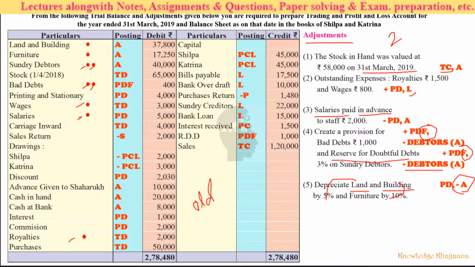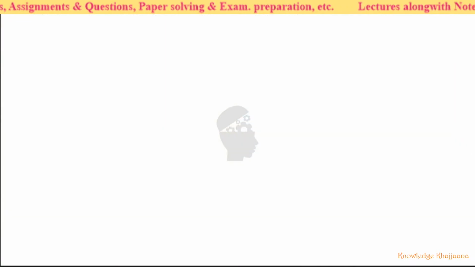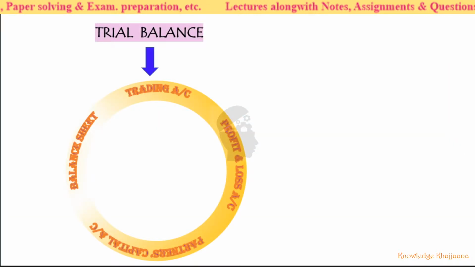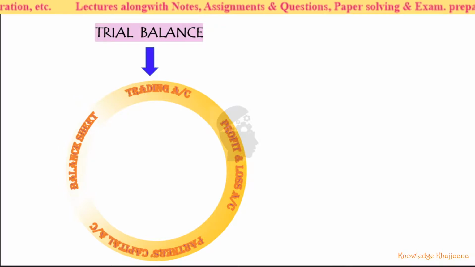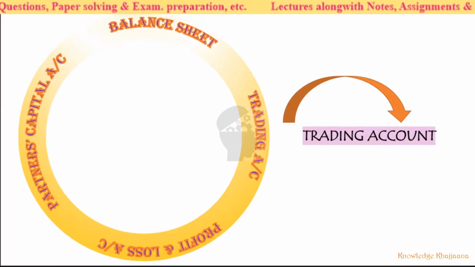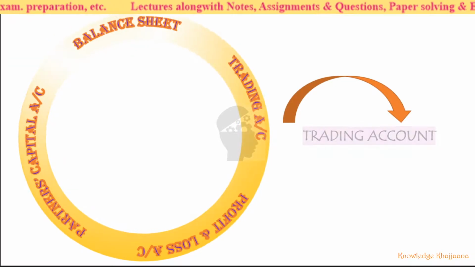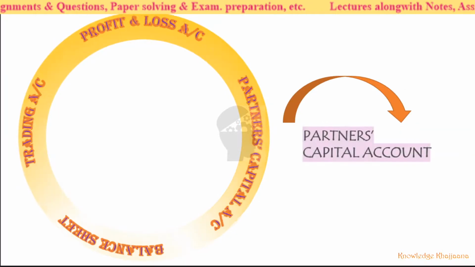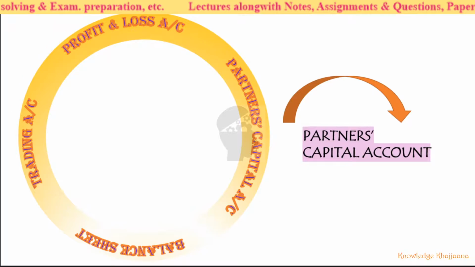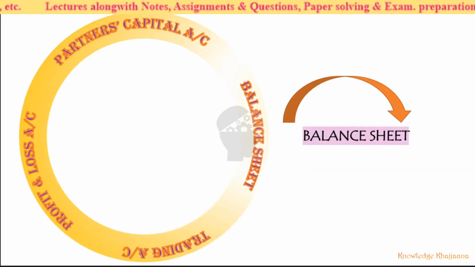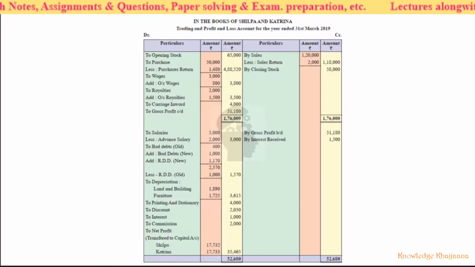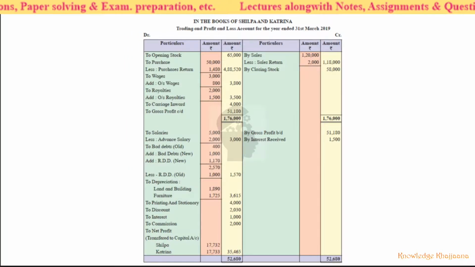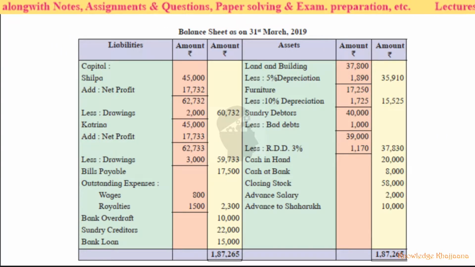Now let's see how to solve the problem. See, first of all, you have to do the totaling and check the totaling, and then you have to post it to the trading account first, then to the profit and loss account, then to the partners' capital account if it has been asked, or then to the balance sheet. In this way we have to prepare the answer. This has the answer shown as per the book.